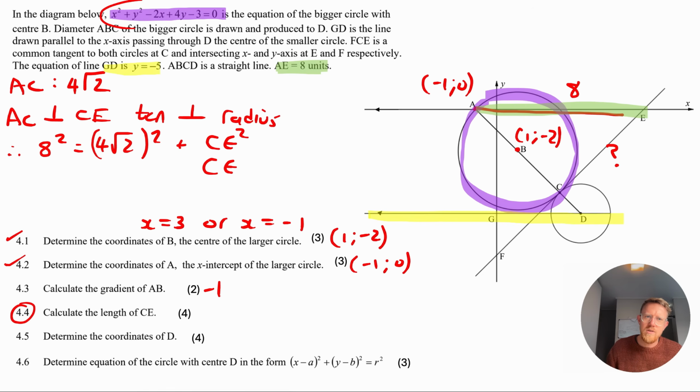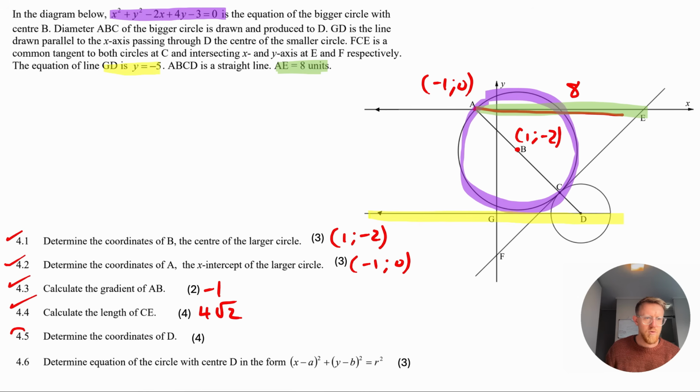And so CE squared would be 8 squared, take away that part there, and that'll be 32. Then if you had to go and take the square root of that, you should get 4 square root 2. So I'm going to say here 4 square root 2. So moving on to this one, determine the coordinates of D. So D is now over here.